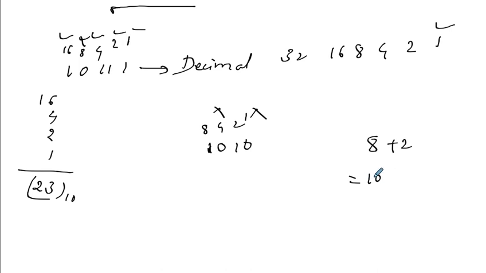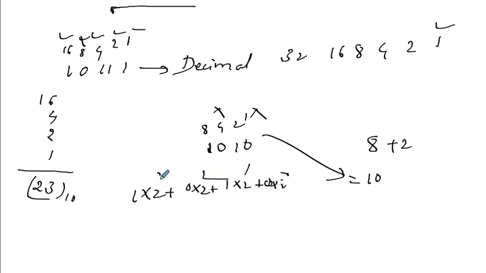If you have any doubt, you can take this 1010 and calculate it. How to calculate this? This is 10. Directly I write 1 into 2 to the power 3, plus 0 into 2 to the power 2, plus 1 into 2 to the power 1, plus 0 into 2 to the power 0. Again you will get the same. This is 8 plus 0 plus 2 plus 0, 8 plus 2 is 10, right? This is the binary to decimal conversion. Again I get 10, here also I get 10. This is the shortcut trick to convert any binary number to decimal.